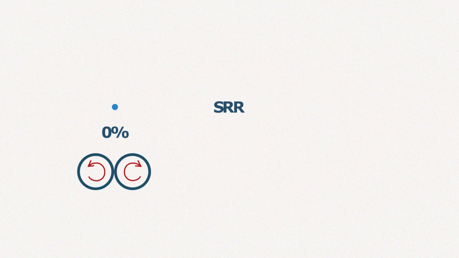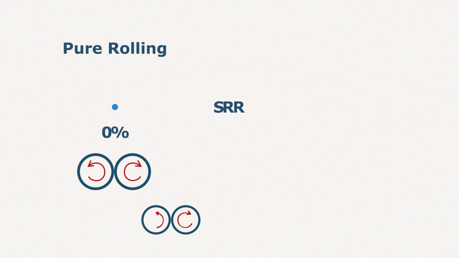Slide roll ratio can take any real value. When the slide roll ratio is equal to 0, that means the sliding speed is 0. And in this case, if there is any motion, it's rolling motion. This is called pure rolling. As we reduce the speed of one of the surfaces, the slide roll ratio increases. Sliding speed increases, and entrainment speed decreases.